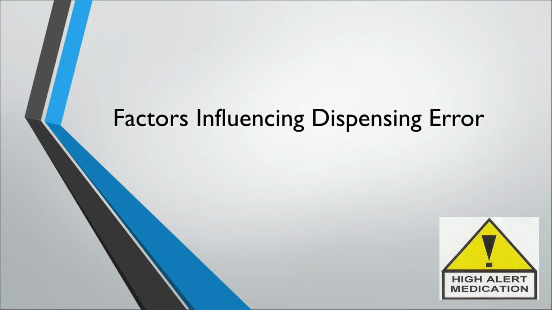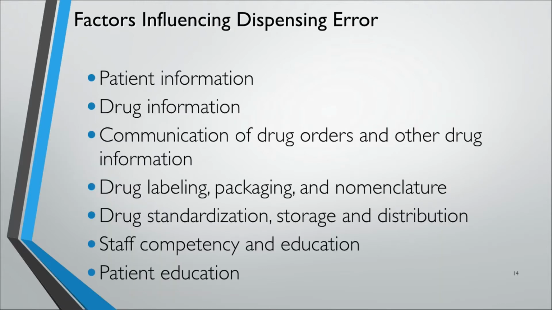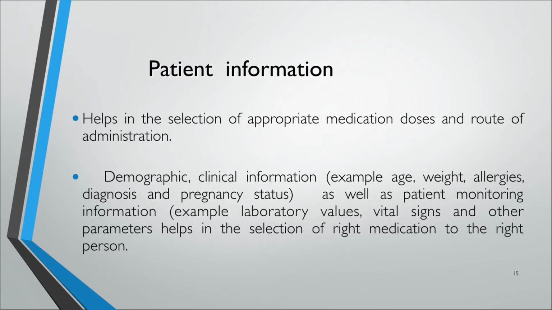The various factors that most significantly influence the dispensing error of high-risk medication are patient information, drug information, communication of drug orders and other drug information, drug labeling, packaging and nomenclature, drug standardization, storage and distribution, staff competency and education, and patient education.